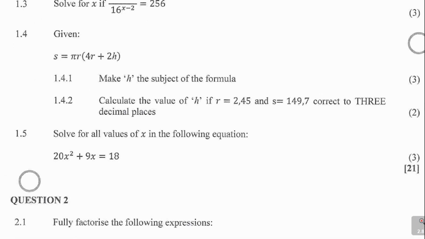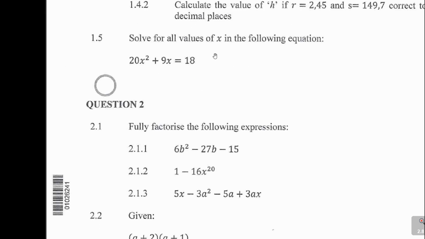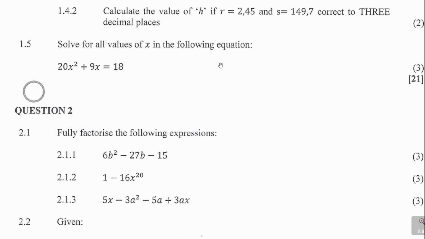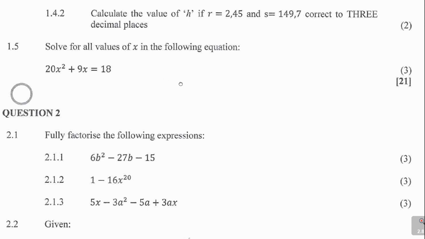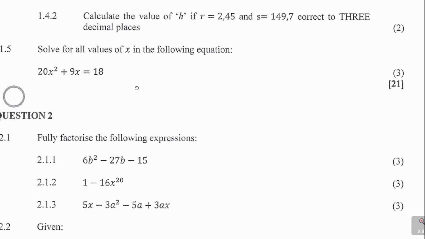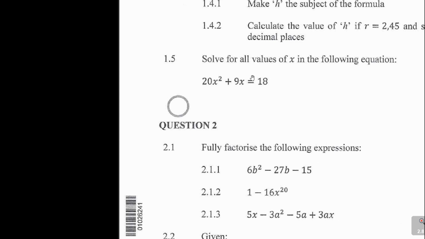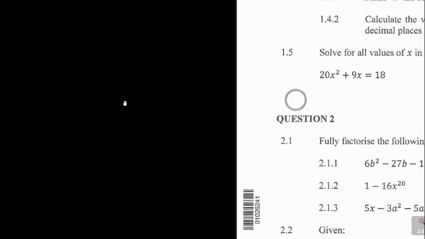I think question 1 was mainly on algebra, but not really, some questions out of range. It's something that you can relate to. So this is the third mark, 3 marks. 1,5 says solve for x in the following equation. Look what they did. They give you this, and this question is 20x squared plus 9x is equal to 18.